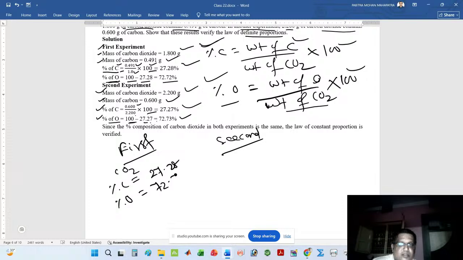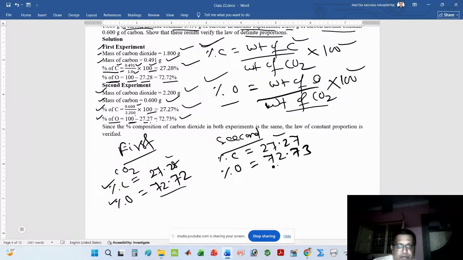Similarly, think about the second experiment. Percentage of carbon is 27.27. Percentage of oxygen is 72.73. The percentage of carbon is 27.28 and 27.27. They are just similar to each other. The percentage of oxygen is 72.72 and 72.73. They are also similar to each other.